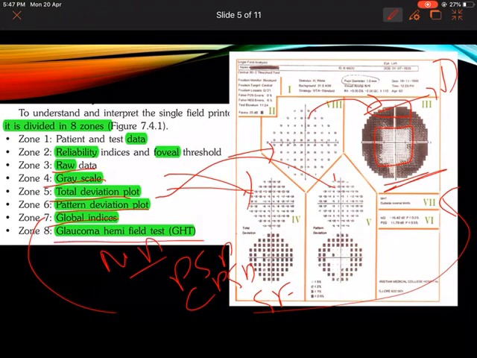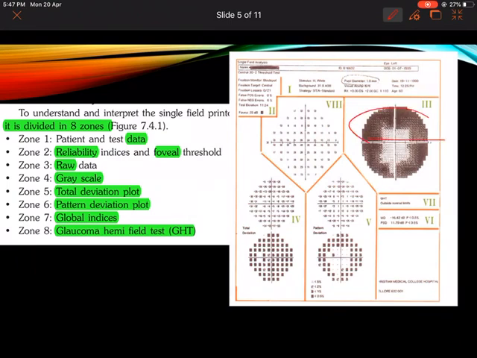Then the glaucoma hemifield test. To tell it in short, the upper field is compared with the lower field. Corresponding areas of the upper and lower hemifields will be compared, and if the limits are outside the normal limits, as can sometimes happen in glaucoma, that data will be given in the glaucoma hemifield test. That also will be dealt with in the coming classes.